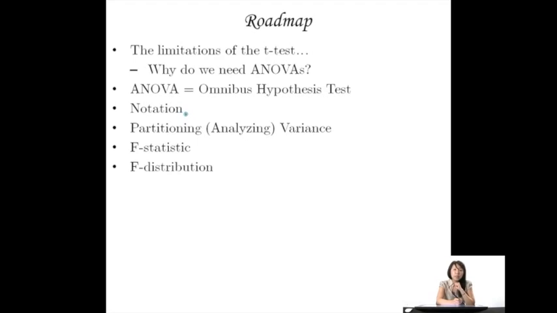We're going to need to go over a little bit of notation in order to break down what the ANOVA entails. And then we're really going to get to the nitty-gritty of partitioning or analyzing variance, right? Like getting down and breaking apart variance into its component parts. Then we're going to build up the F-statistic made up of those bits and pieces of variances, and then finally talk about how that relates to the F distribution and hypothesis testing.